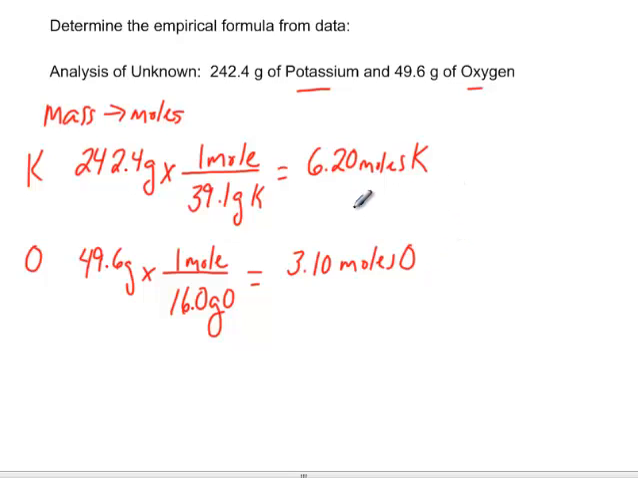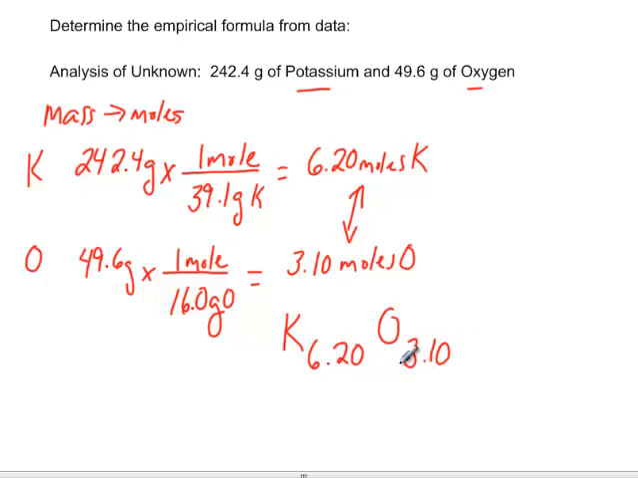So this is a mole ratio, but it's not a whole number mole ratio. So what we want to do is write those values down here as subscripts, and then we're going to tweak them in a minute. But K 6.20 and then oxygen 3.10.